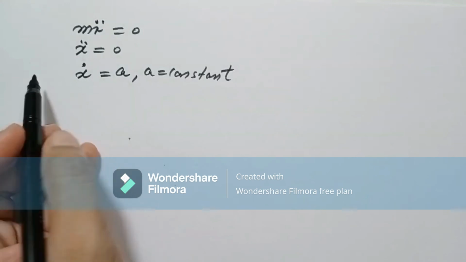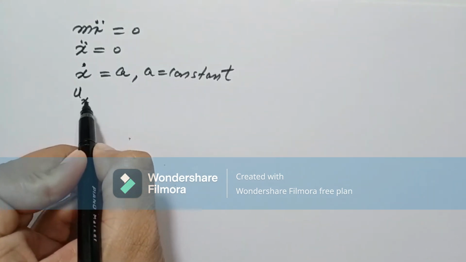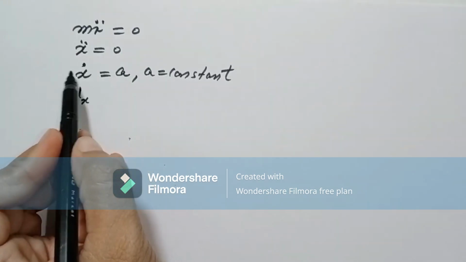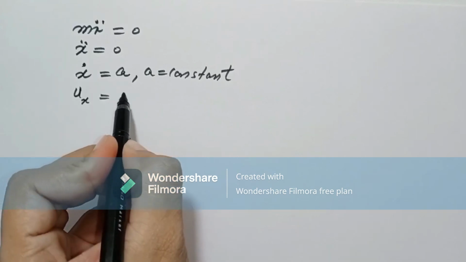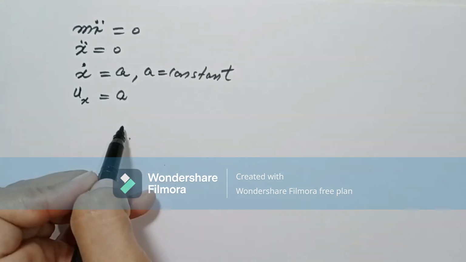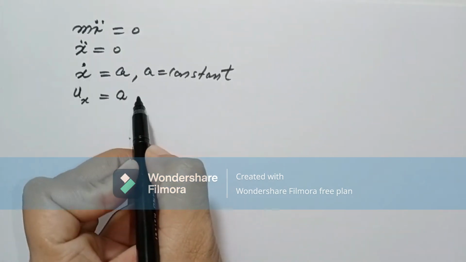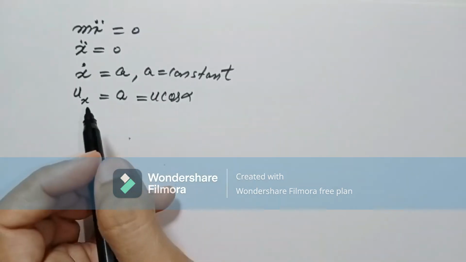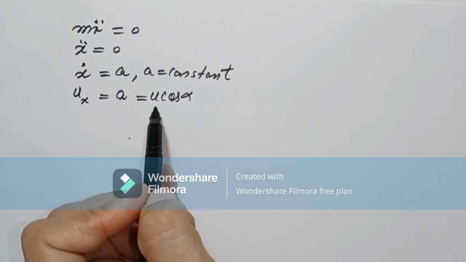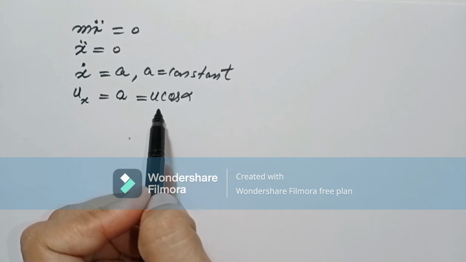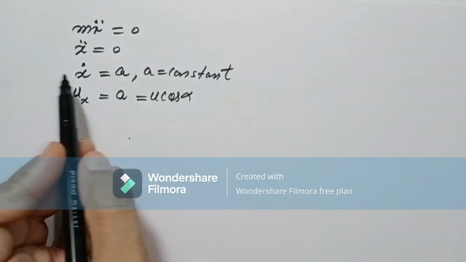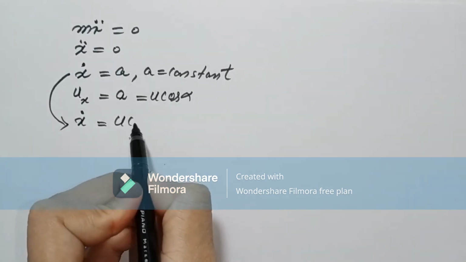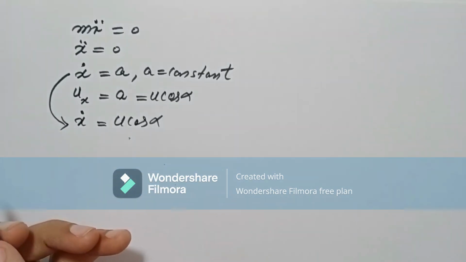So x dot, which is vx, the x component of velocity, is a constant. It means the horizontal component of velocity is constant, and ux equals u cos alpha. It means the value of this constant of integration will be u cos alpha. So we can integrate this equation, x dot equals u cos alpha, to find x.